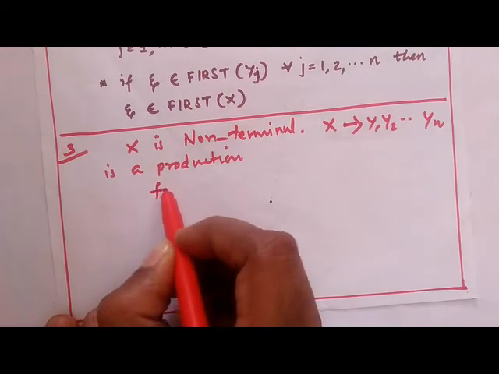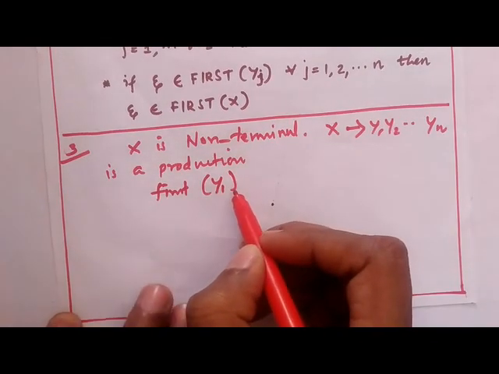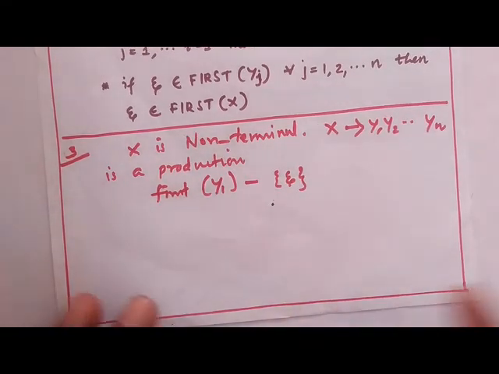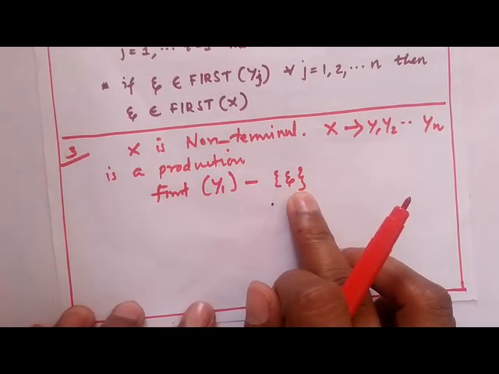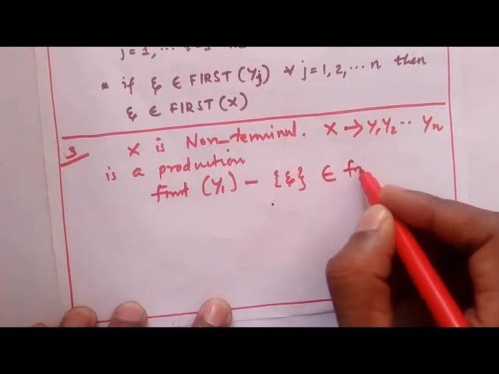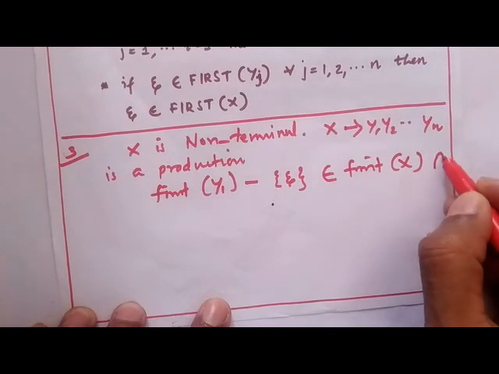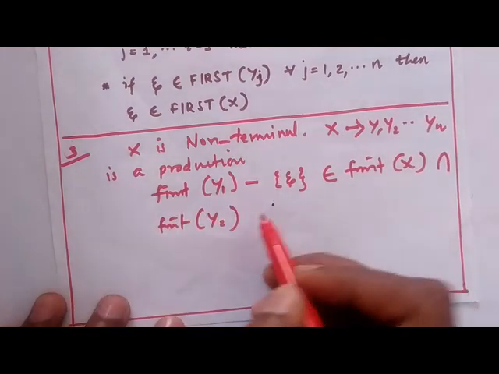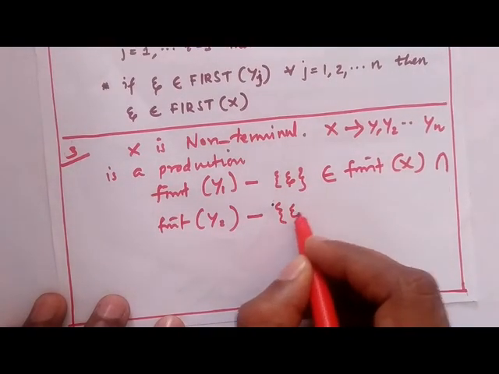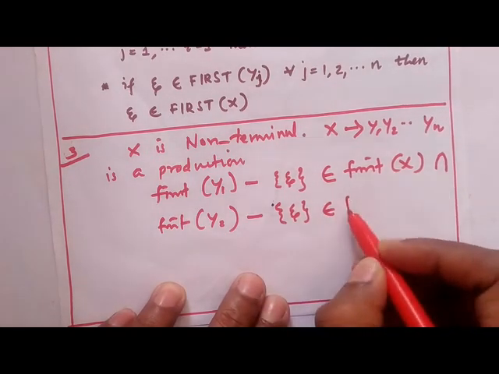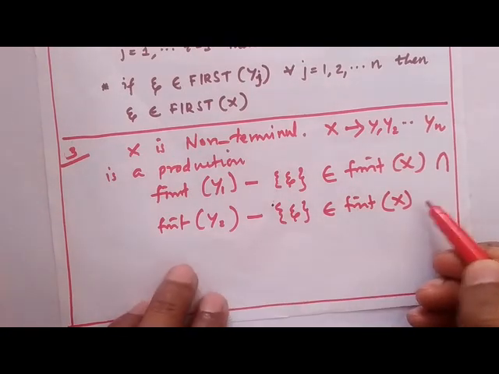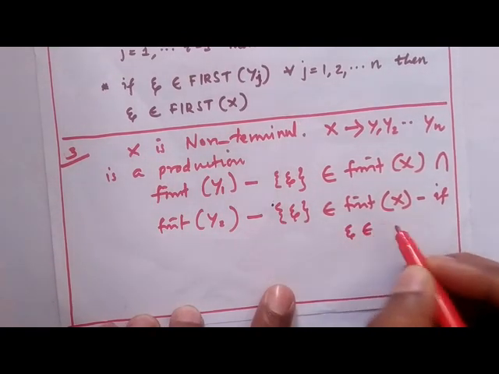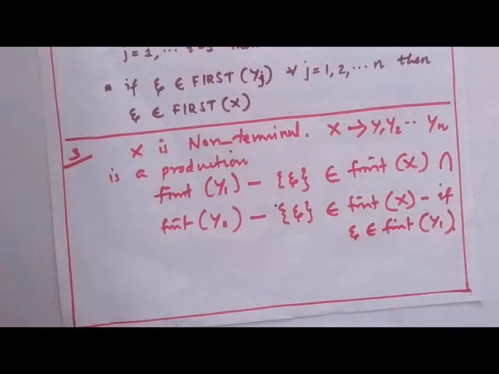Then look at everything in first of y1 we have computed, and everything in first of y1 except epsilon, because first of y1 is a set, belongs to first of X. And everything in first of y2 minus epsilon, that means except epsilon, belongs to first of X if first of y1 contains epsilon. This is a condition. We need to check if epsilon is present in first of y1, very important condition.